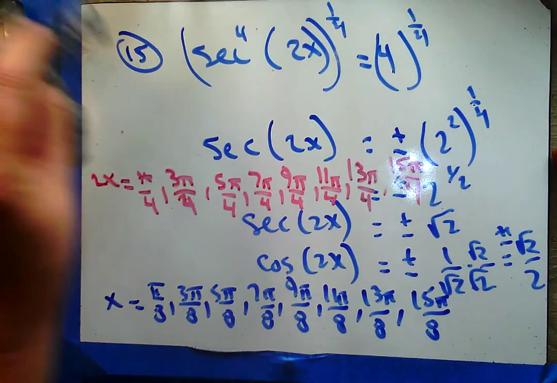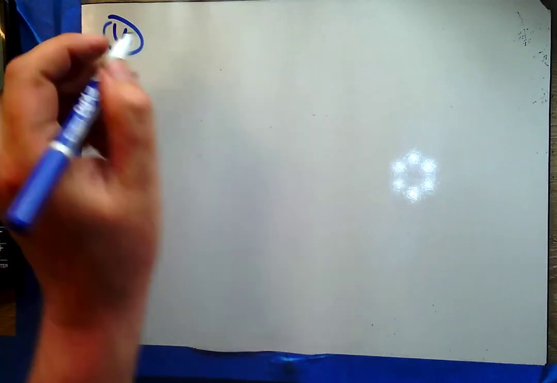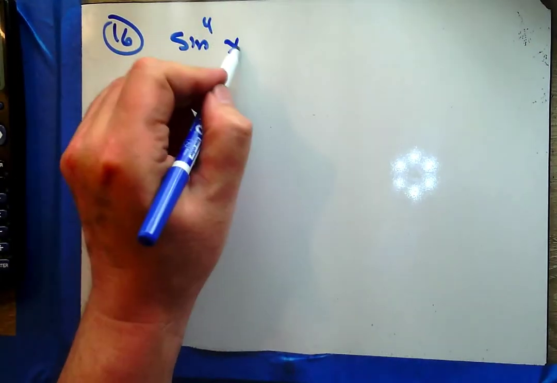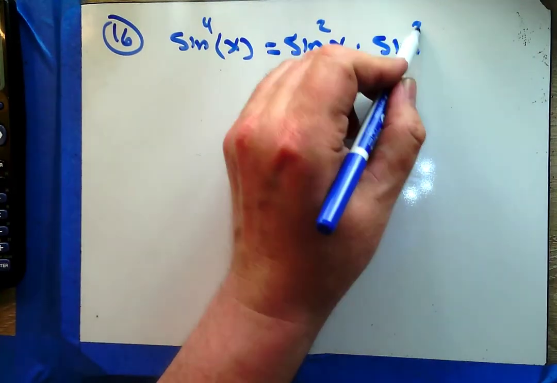All right? 16, power reducing identities. We talked about that in a video. Definitely need to know your power reducing identities for next semester. So let's take a look at 16. We've got sine to the 4th x. That's the same as sine squared times sine squared.